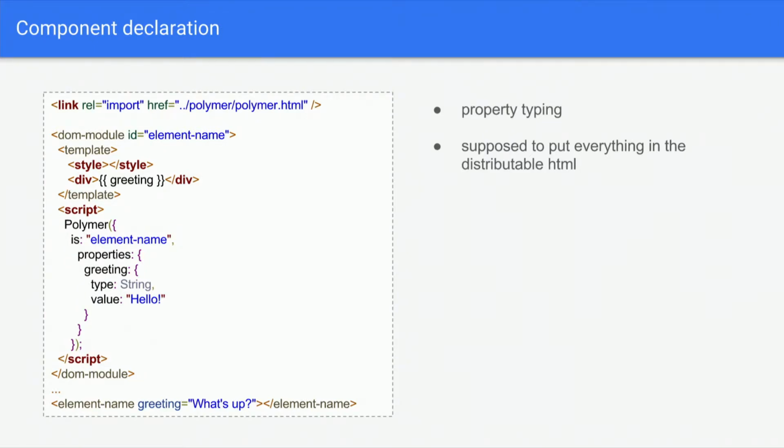And also you declare properties just like that. So it's just a huge object where you have all the properties and methods just below each other. And that's okay, it works. So yeah, there's property typing. Even though the project we have been working with uses TypeScript also with Polymer. That's okay. It's actually a good thing to have types. And it's supposed to put everything in the distributable HTML, as I said.